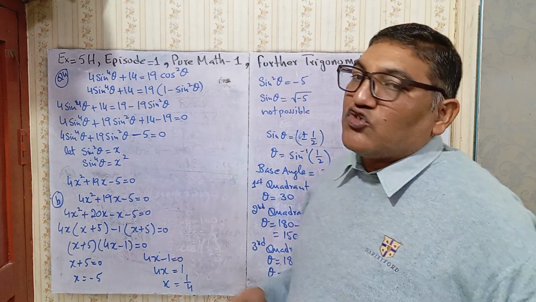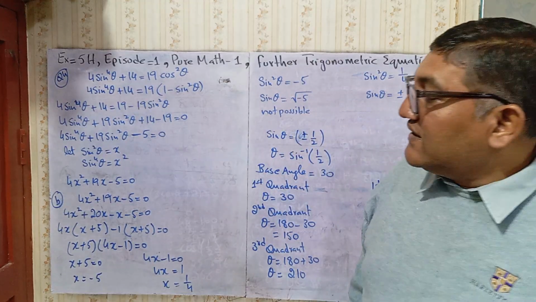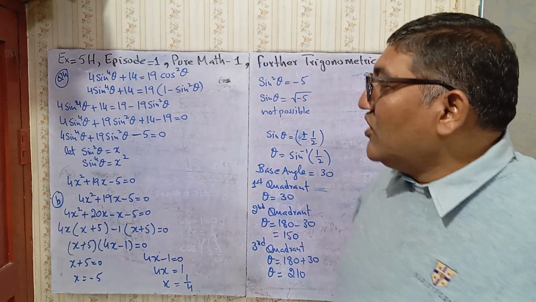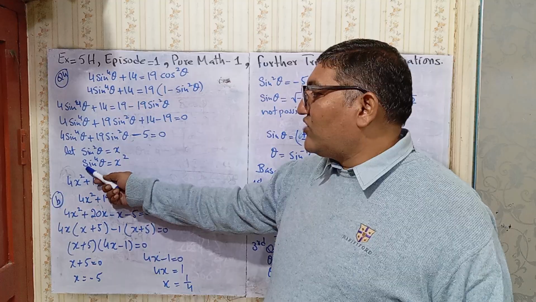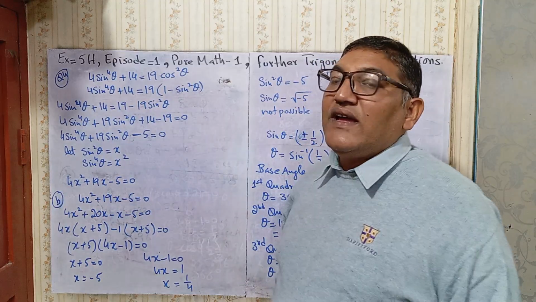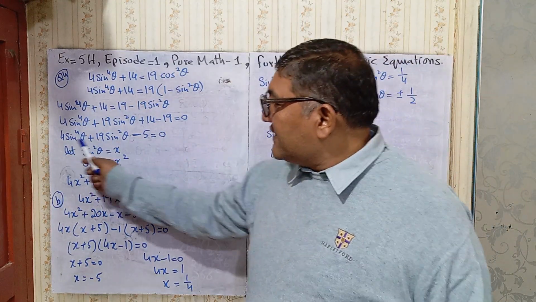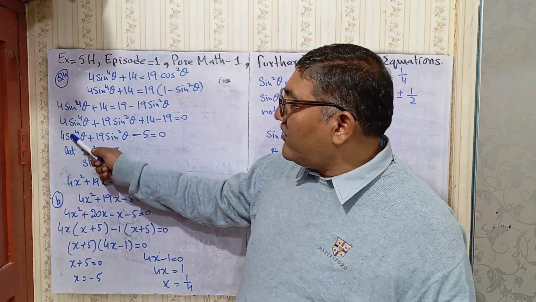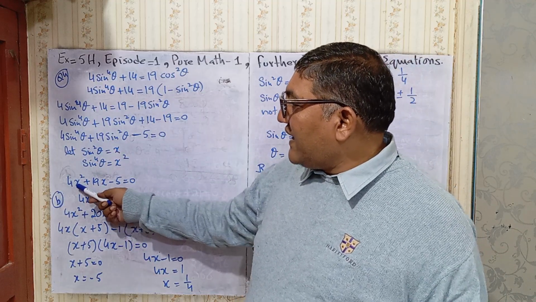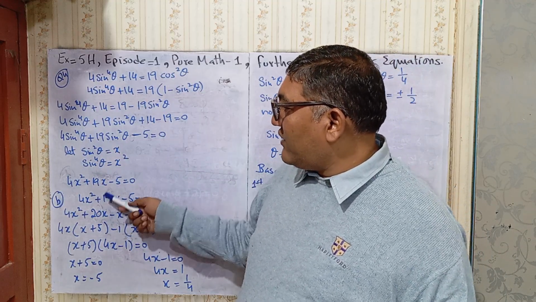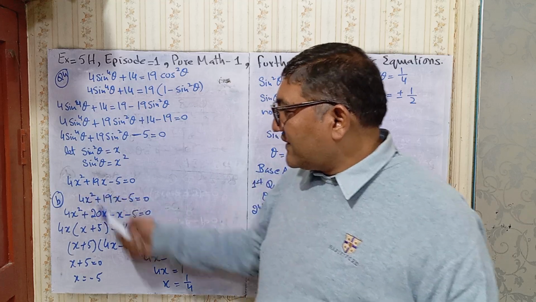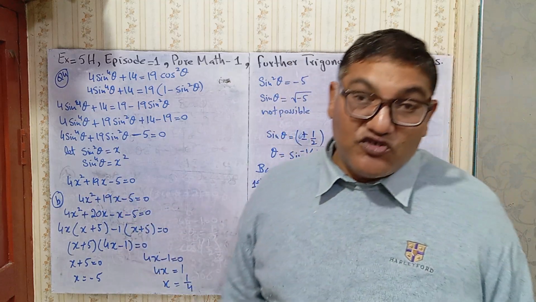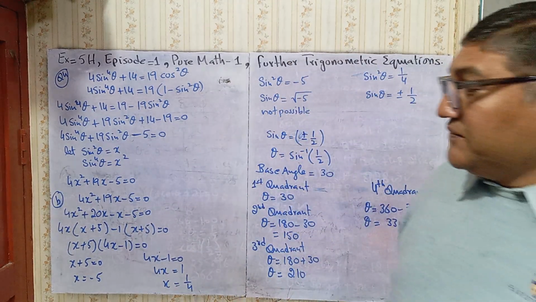So in the question they ask us that the sine square theta is equals to x. So if you take square on both the sides, sine raised to power 4 theta will be equals to x square. So in this equation, in the sine raised to power 4 theta, I will write x square, and the sine square theta, I will write x. So you will have 4x square plus 19x minus 5 equals to 0. So that's the A part.